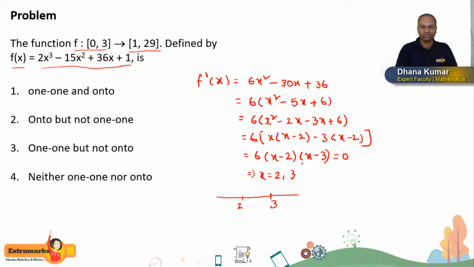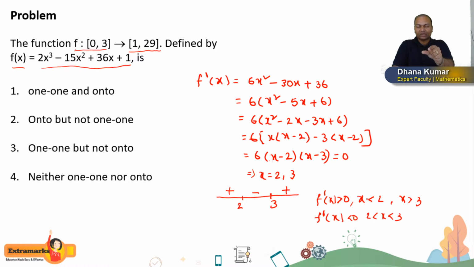Okay. Signs you see: x coefficient positive, so it starts with a positive sign. Plus, minus, plus. Means f dash of x is positive when x is less than 2, and between 2 to 3 negative. After 3 positive. Means what? If x is less than 2, f dash of x is positive, positive means greater than 0. Between 2 and 3, f dash of x is less than 0. And after that, x greater than 3, then also f dash of x is positive.